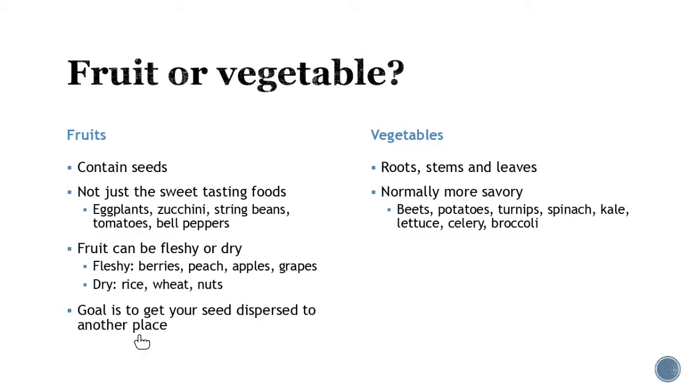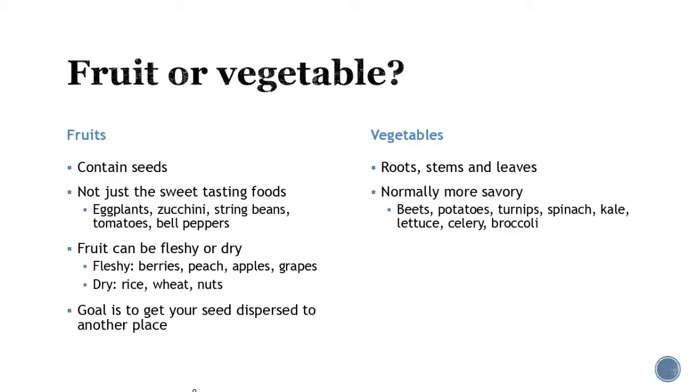But the goal of fruits is to get your seeds dispersed in another place. So if you have a fleshy fruit that tastes really good, it's a good food source. The animal's going to consume the seed, and the seed will probably go through and be deposited in the feces in a different location. Boom, you just moved around. Now, vegetables are roots, stems, or leaves, and they're going to be more savory. Think about these right there. So your beets, potatoes, spinach, kale, lettuce, celery, and broccoli fall into that category.